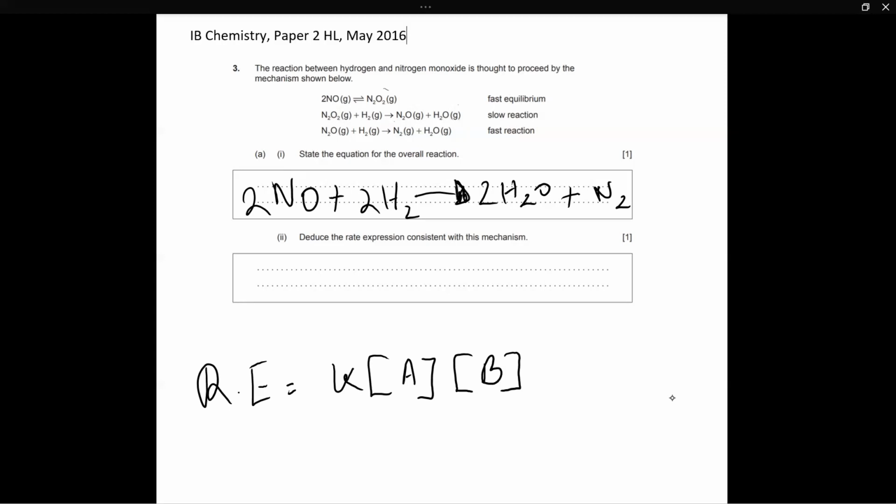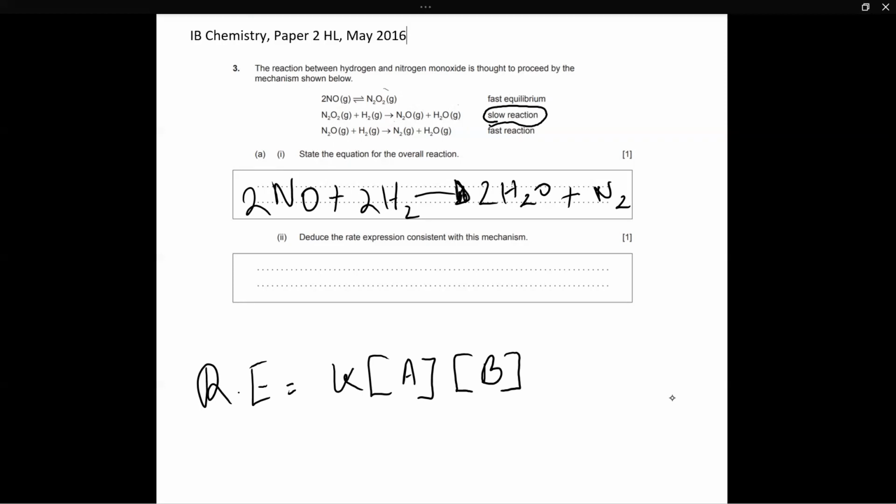Now, how do you calculate the rate expression based off these three equations? How do you even do that, right? For the rate expression, all you need to know is that the rate expression is going to be given to us by the slow reaction. We use the slow reaction as a benchmark to calculate the rate expression. And in most cases, this would be true.